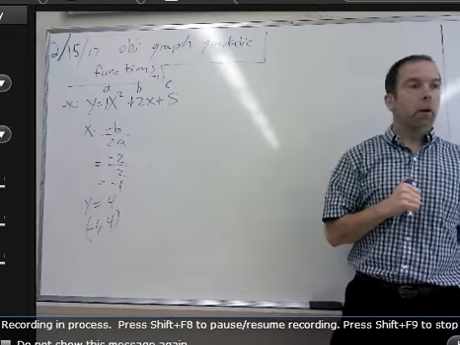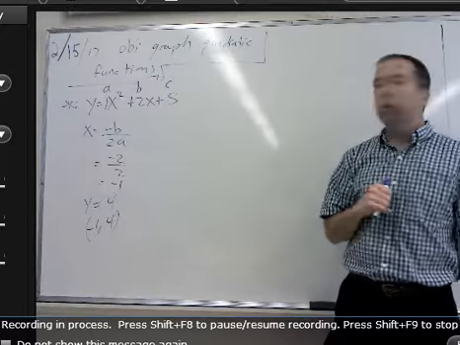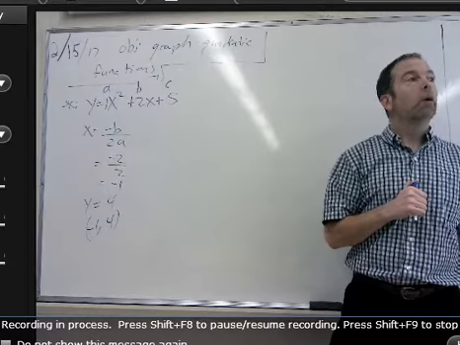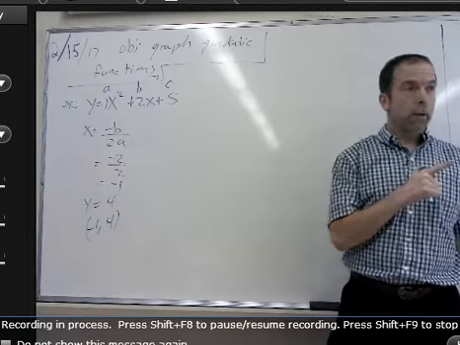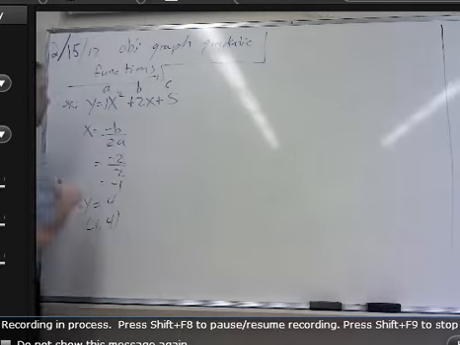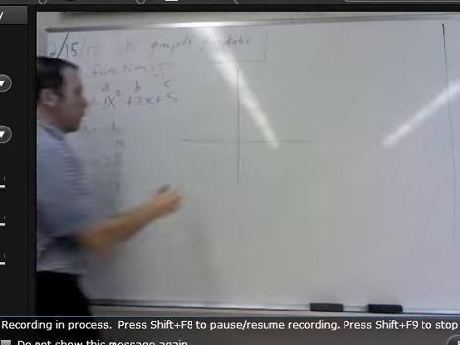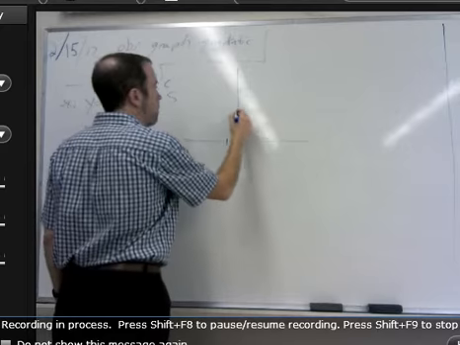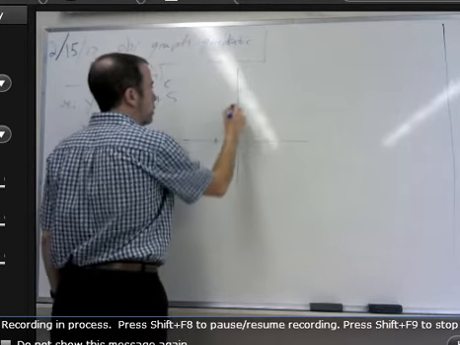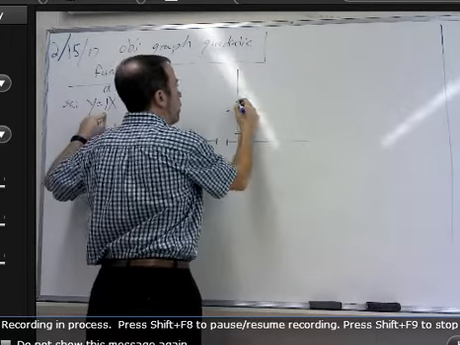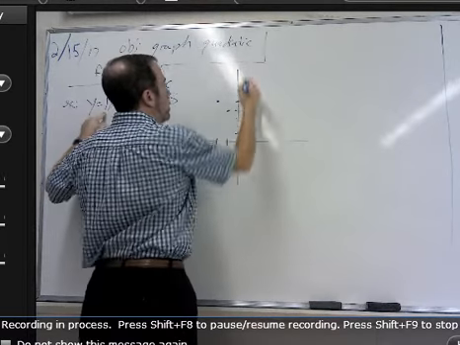We're all good with that? Okay, great. And the slope is 1, right? It's the number in front of the squared term. Questions? What's the y-intercept, by the way? 5. Okay, so we got negative 1, 4. So there it is, negative 1, 4. And then from there, we're going to go up 1 over 1, up 1 over 1, up 1 over 1, up 1 over 1, and connect the dots.